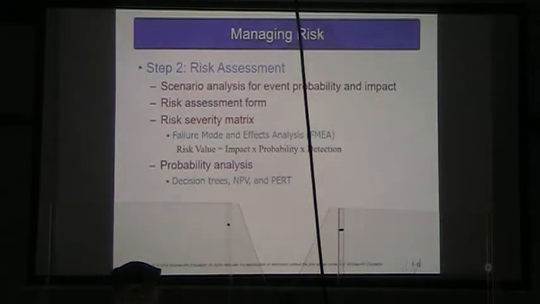All right, so we get to step 2, which is our risk assessment. So this is a scenario analysis for event probability and impact. All right, so step 1, risk identification. We may have thrown all kinds of wild stuff into our risk identification. This is where we look at it and we say, is this a probable event and what would be the impact if this event happened.